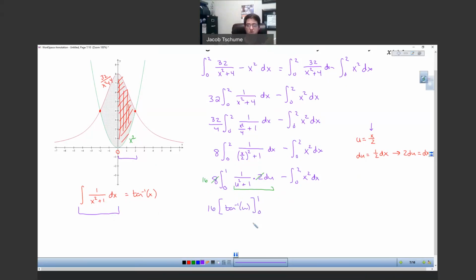That's the hardest part of this problem, just manipulating that first integral. And now that I've started integrating, I can do the easier integration, which is x cubed over 3 evaluated from 0 to 2.